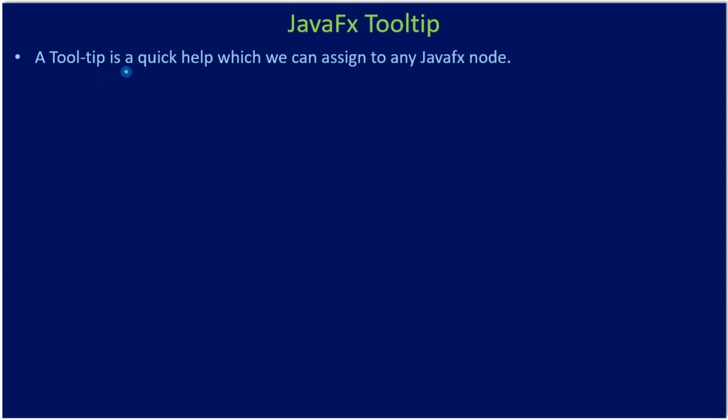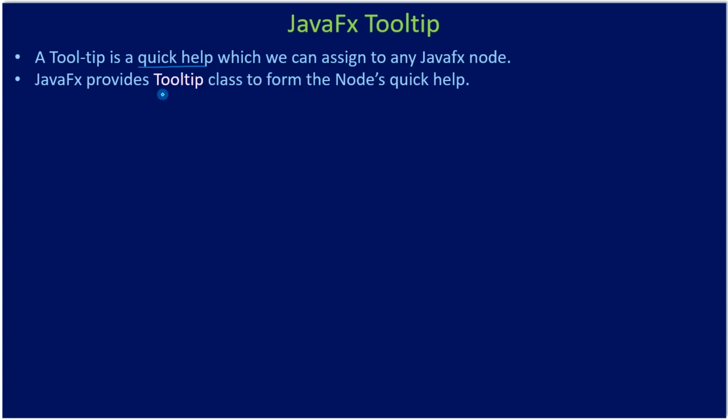A tooltip is a quick help which we can assign to any JavaFx node. So the node can be anything. It can be a button, it can be a combo box, it can be a graphic element, whatever. You can assign a quick help text to it.